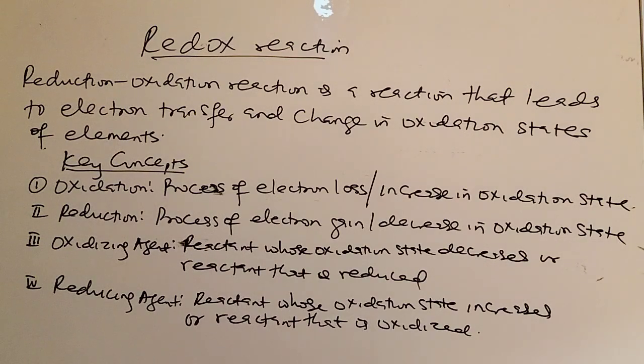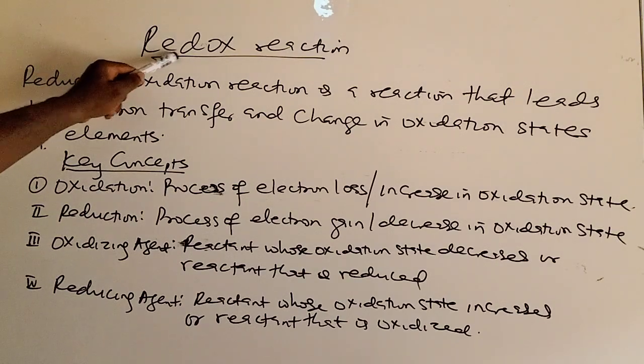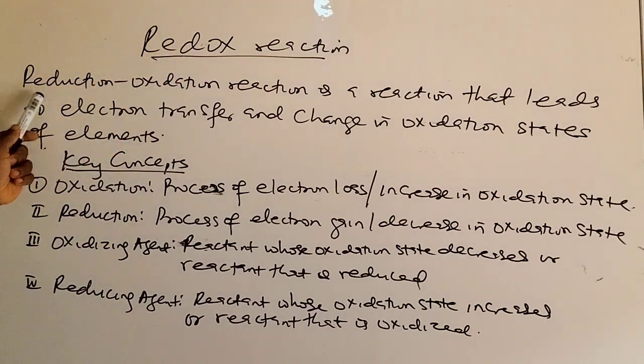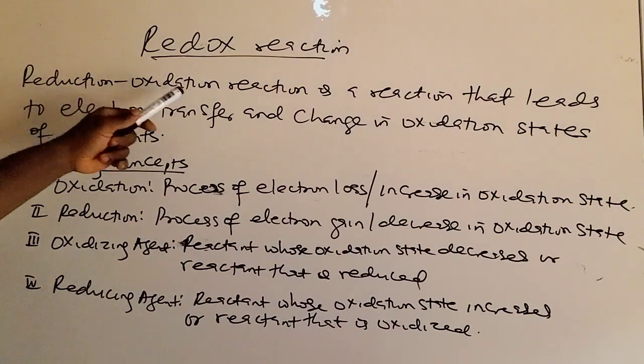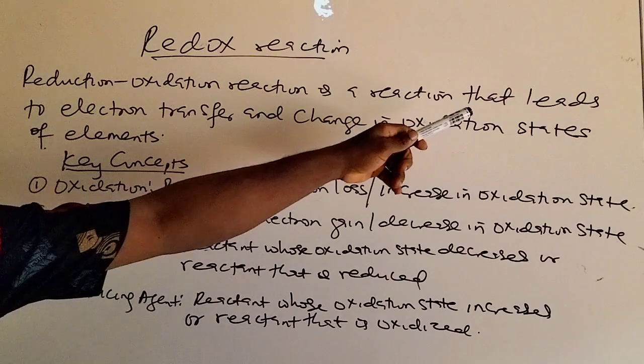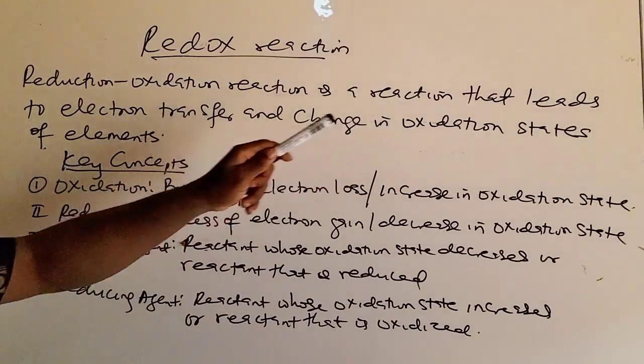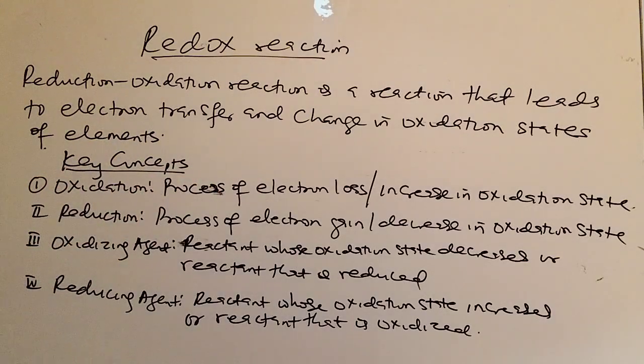By definition, redox reaction, that redox is an acronym. So red implies reduction, ox implies oxidation. So redox means reduction-oxidation reaction. Redox reaction, or reduction-oxidation reaction, is a reaction that leads to electron transfer and change in oxidation states of elements. I want to talk about redox reaction, the important key concepts we have to understand. Oxidation. What's oxidation? There are different ways to define oxidation, but we're taking a few definitions here.